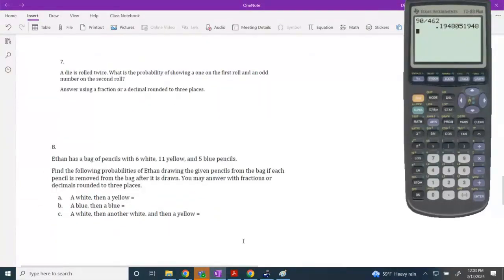All right, I'll give you about 10 minutes or so to answer these problems, and then we'll take a look at them together as a class.